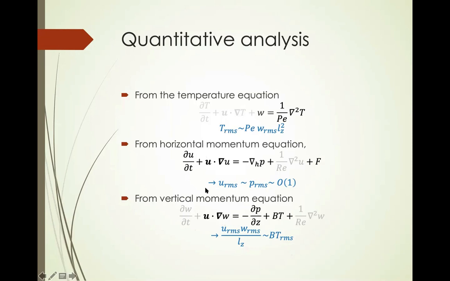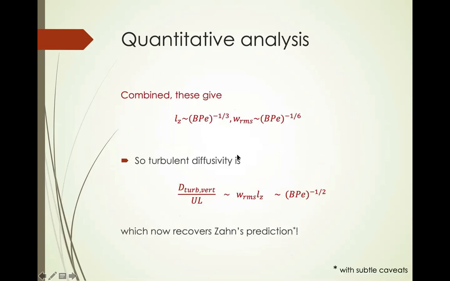And we can take all of these equations and combine them, and then we obtain the scalings that we actually found in the simulation. So the vertical length scale goes as this combined parameter to the -1/3. The vertical velocity goes as this parameter to the -1/6. And so the vertical turbulent diffusivity, which you can construct by multiplying this typical vertical length scale with typical vertical velocity, goes as BPe to the minus 1/2. And that turns out to be exactly Zahn's model's prediction for the turbulent vertical mixing coefficient associated with horizontal shear.